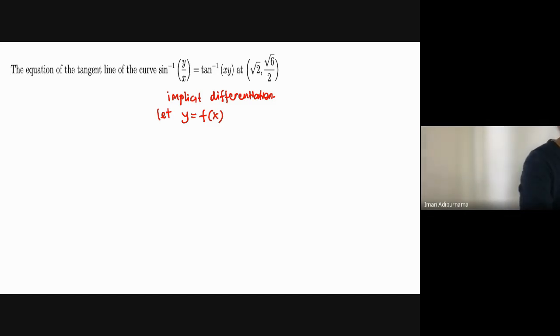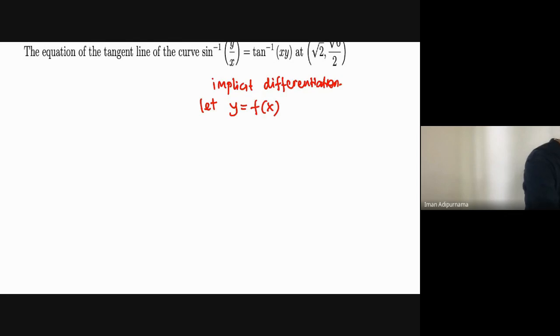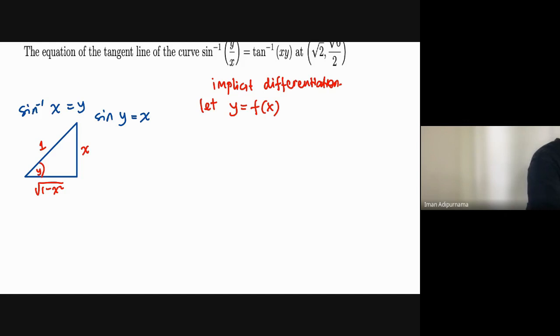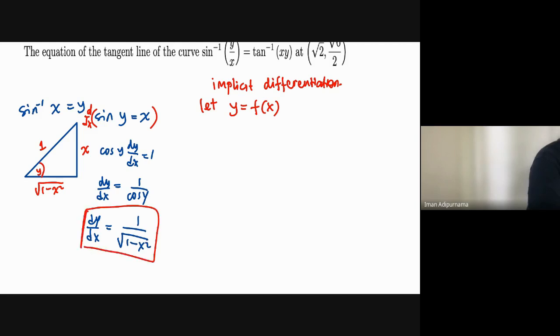Whenever you forget the sine inverse, you can always check and try to build your own formula from this triangle here. So let this be y. So you have sine y is equal to x. Differentiate this, and this will be cos y dy dx equals 1. So dy dx is 1 over cos y. So we get that the derivative of sine inverse is this term here. And that's if you forget.